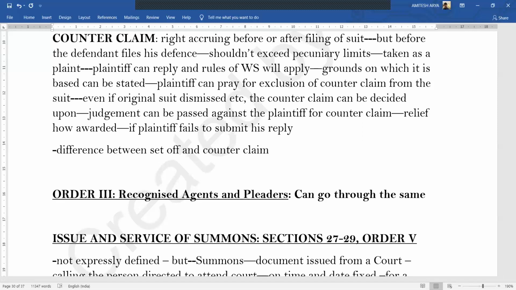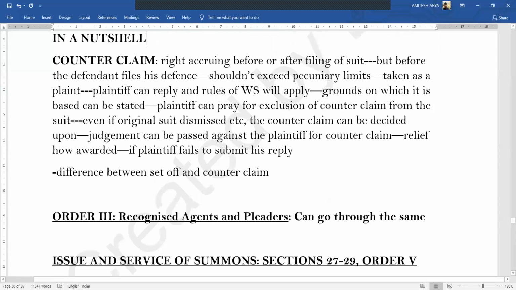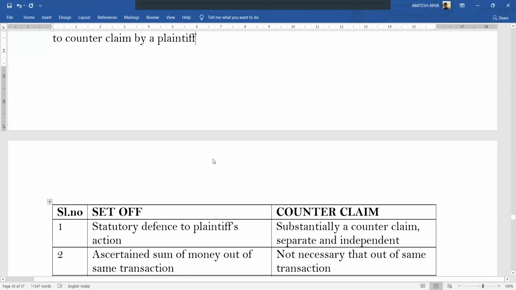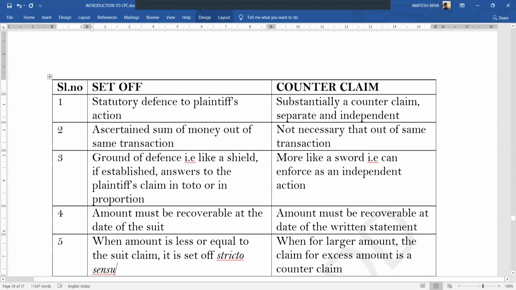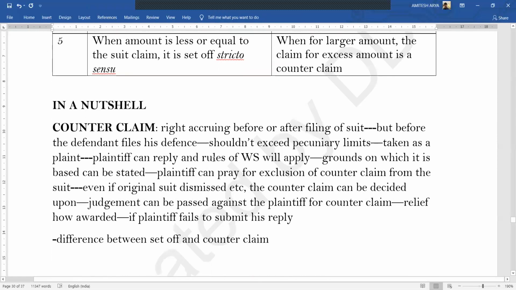Both of them are two defenses that can be taken by the defendants. Set-off and counterclaim, the distinction between both of them is important. Why? Because especially on the grounds of when the amount should be recoverable. That is, in a set-off, the amount should be recoverable at the date of the suit, while there at the date of the written statement. So this is all about Order 8. Set-off and counterclaim are important concepts. You need to understand them properly.